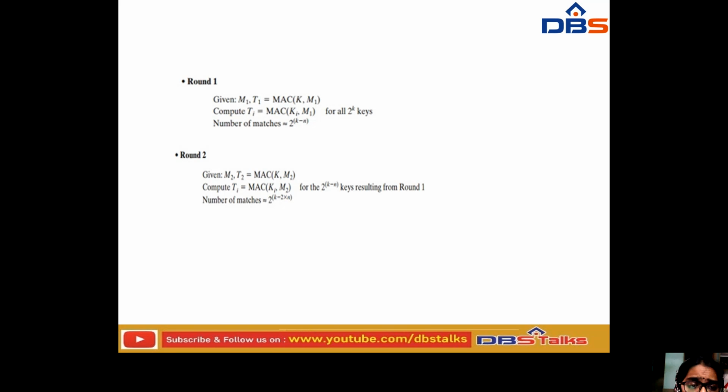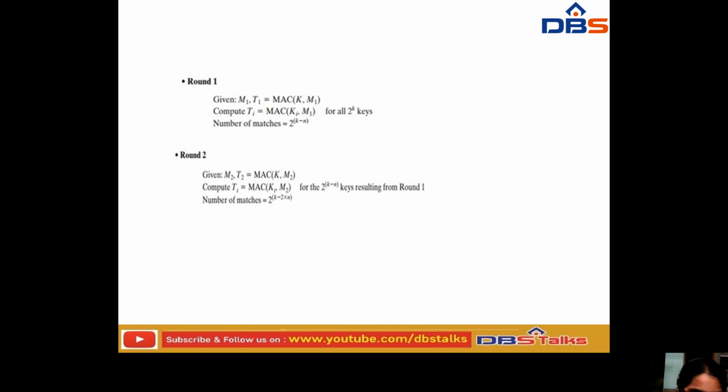If it is round one, given M1, T1 is equal to MAC of K comma M1. So for the message M1, T1 is a tag; we apply the message authentication code. For the message that we are going to send, we have generated a key, so we can call it a tag. Then we compute this tag. However many times you have divided, that many times you have to compute Ti. So the number of matches is 2 power k minus n.